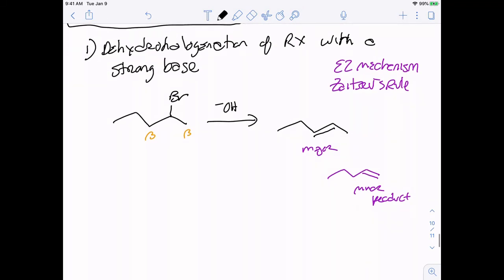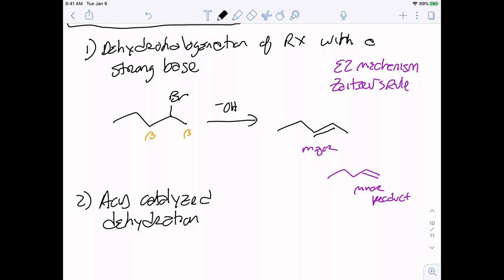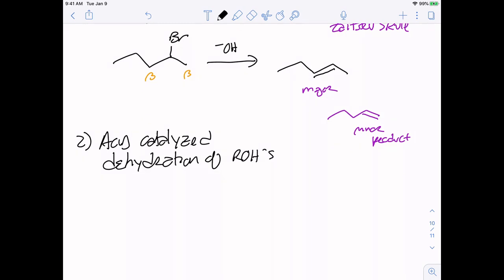The second method we've also learned, this one's from chapter 9 from our alcohol chapter. So acid catalyzed dehydration of alcohols. So this one, we usually have a secondary or a tertiary alcohol. And then I use either sulfuric acid, H2SO4, or the TsOH version, right?